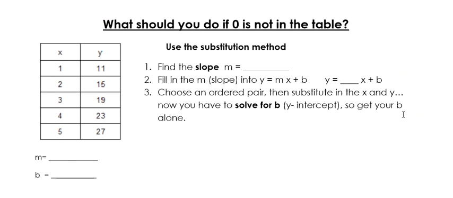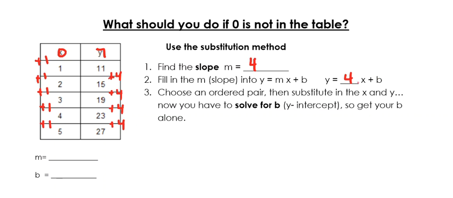So what should you do if 0 is not in the table? Find the slope. So you're going to have +4, +4, +4, +4 in the y's, and +1, +1, +1, +1 in the x's. So we know that it's increasing by 4. If you go backwards, you're going to have 0 here, -1 in x. And if you're adding going forward, you have to subtract going back. So 11 minus 4 would be 7. So now the slope is 4, so it's going to be 4x.